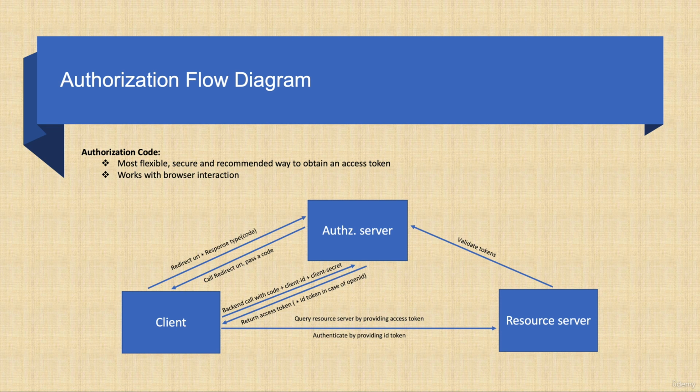And finally, resource server validates the token by getting the public key and checking the signature on the token, as well as checking the issuer, timestamp, and other custom claim validations that you may want.